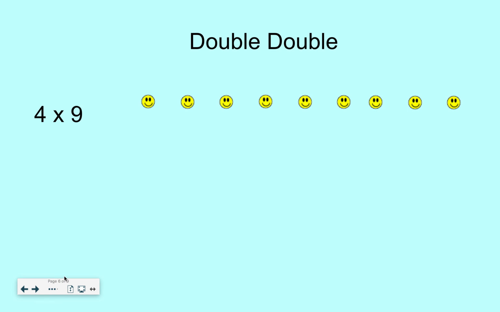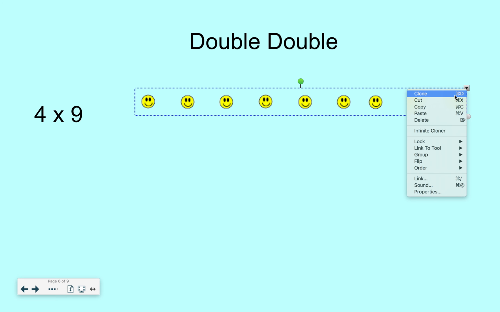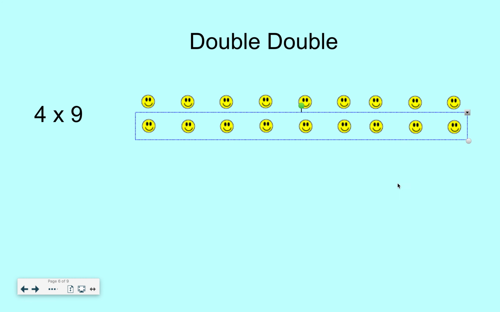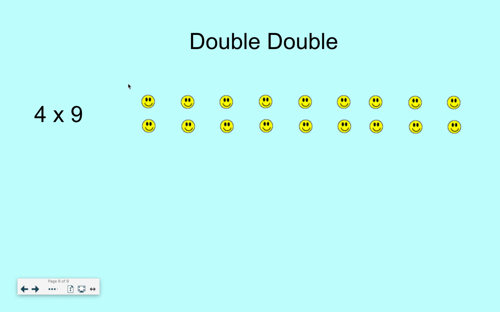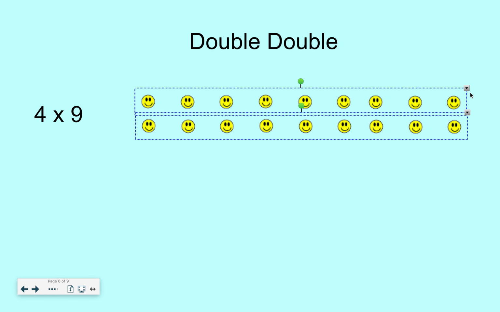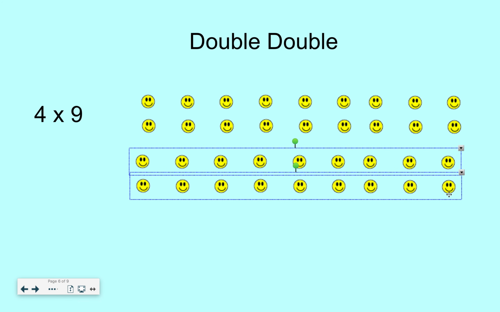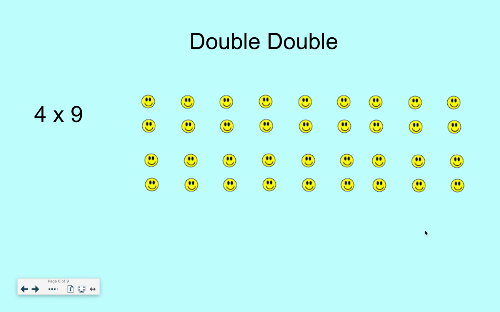Here's another example of the double-double strategy. So I know I need 4 groups of 9. So I'm going to first double that group once. So 9 doubled is 18. And if I double this new set, both of these, I'm going to get my answer because I'll get now 4 groups of 9. So I have 18, and when I double that, 18 plus 18 is 36. So 4 times 9 is 36.